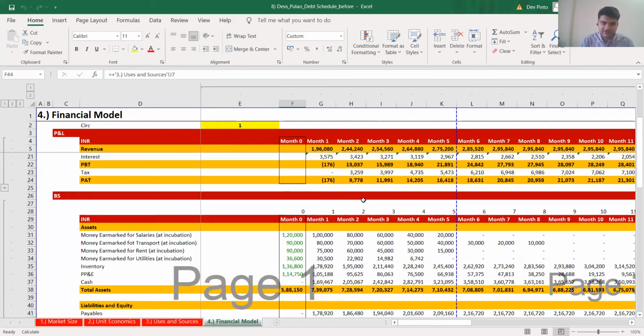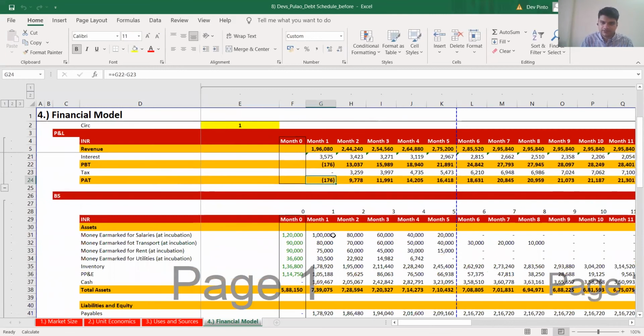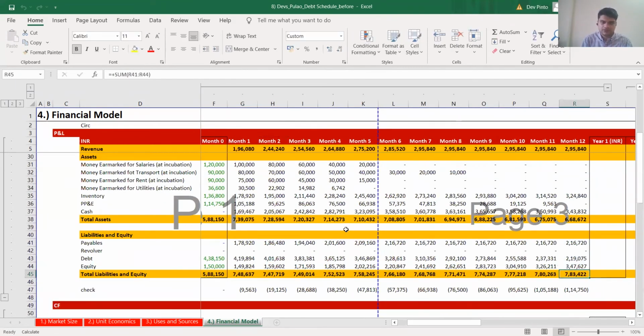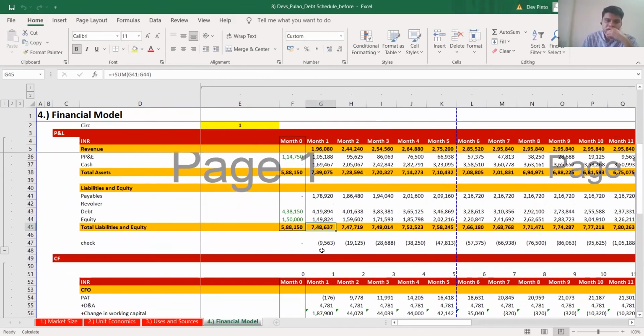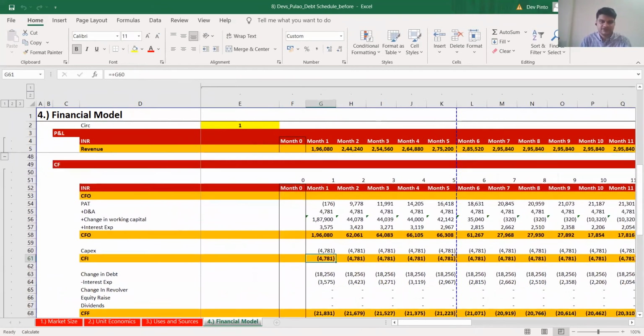Now, have we linked everything? We have revenue, we have PAT, all the balance sheet items are linked. All of this is linked, but the balance sheet's not tying, right? So what have we missed? Let's go one by one, see if everything is going through. Just expense here.